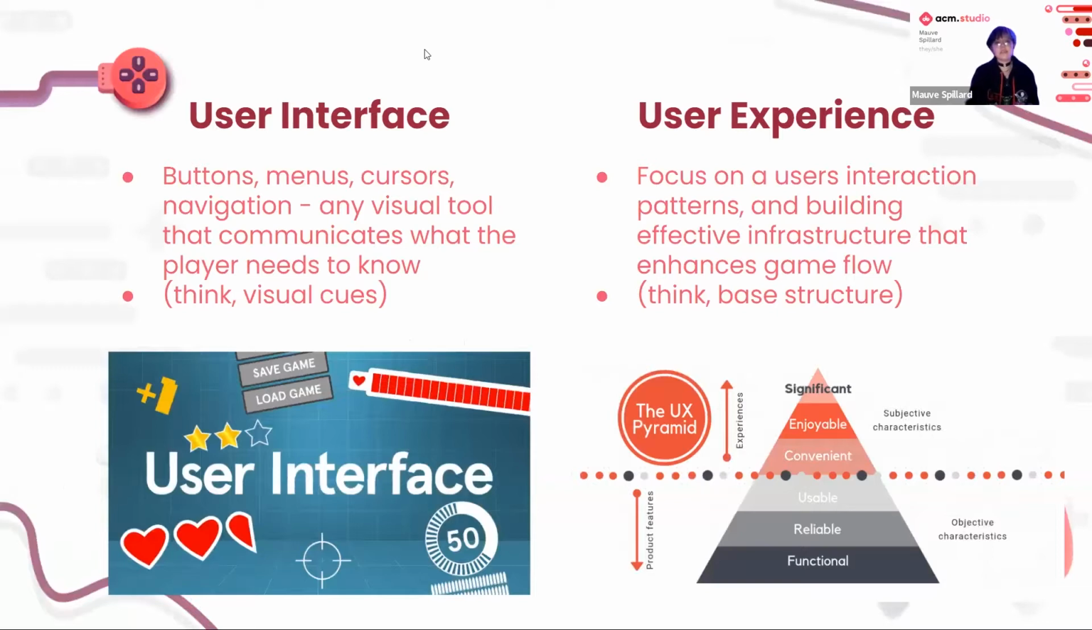So in simple terms, user interface is buttons, menus, cursors, the kinds of things that you use during navigation. They can be any kind of visual tool that communicates information that the player needs to know, like health bars, status, wheels or cursor markers as well.